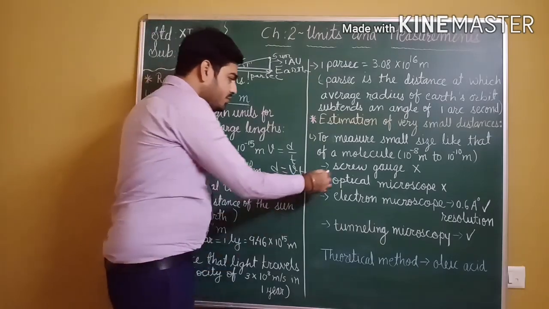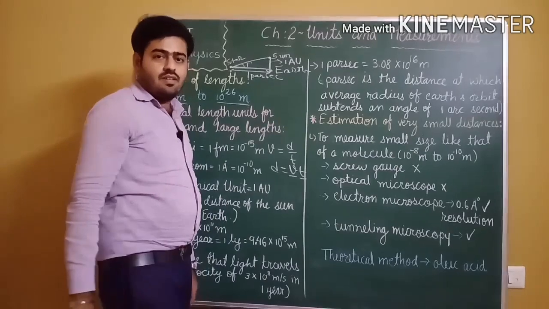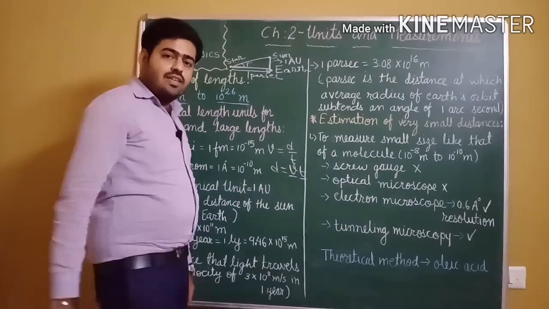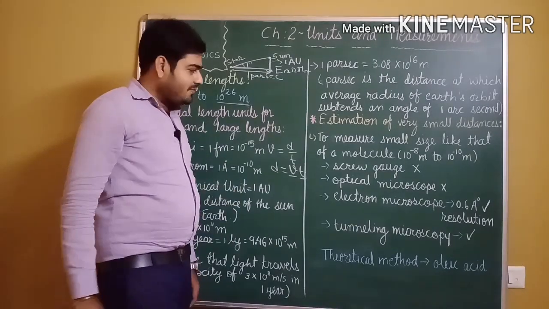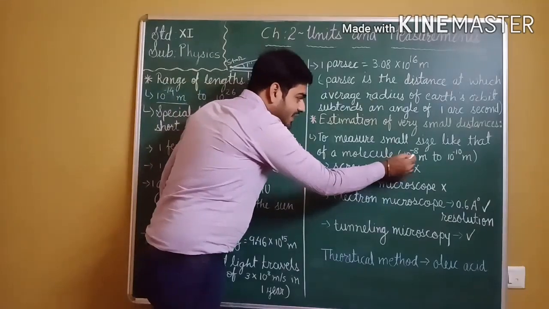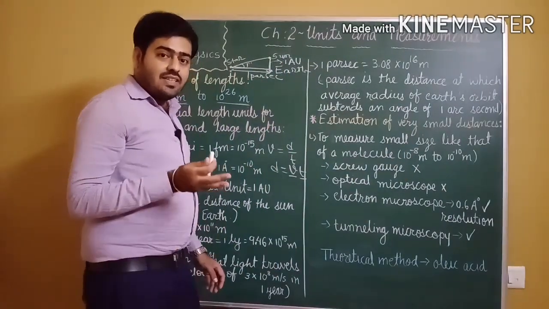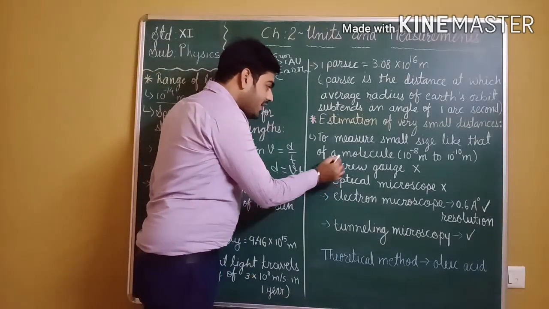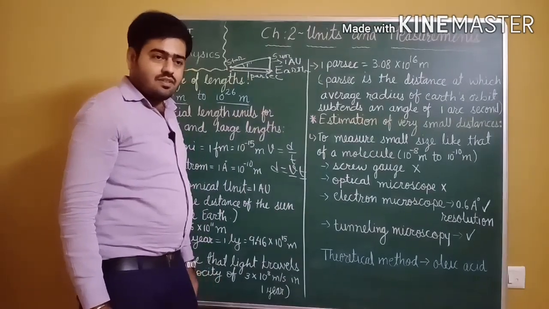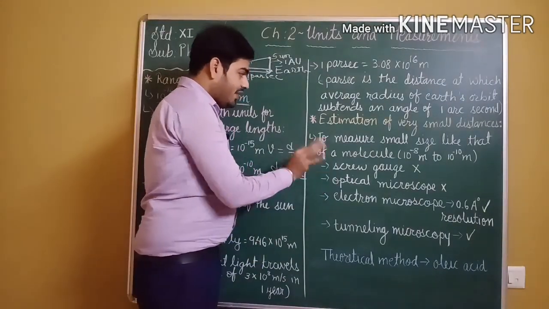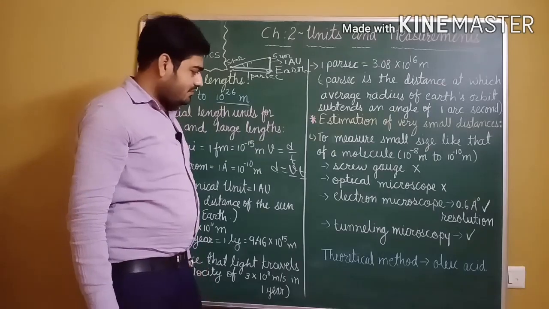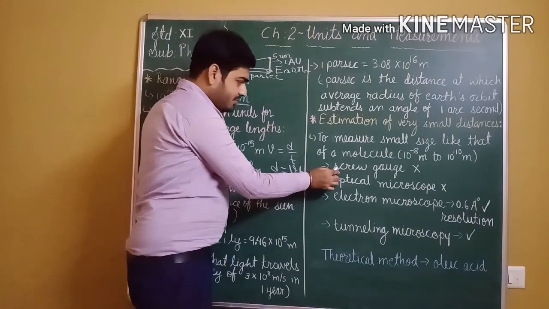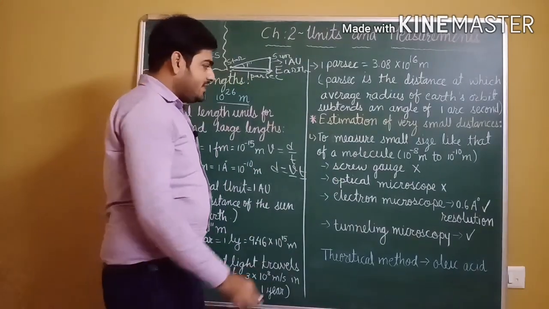Can we measure this size using screw gauge? No, because we know the least count of screw gauge, already we have studied. So least count of screw gauge, that is 10 raised to minus 5 meter, and here we have to measure this distance, 10 raised to minus 8 meter. 10 raised to minus 8 meter is smaller than 10 raised to minus 5 meter. So we cannot measure size of molecule using screw gauge. Yes, you can measure the diameter of wire using this screw gauge, but you cannot measure size of molecule using screw gauge.